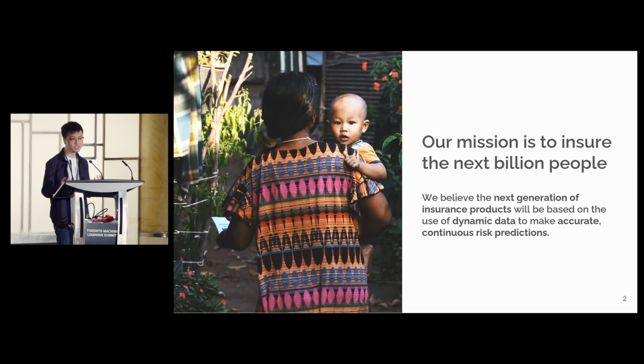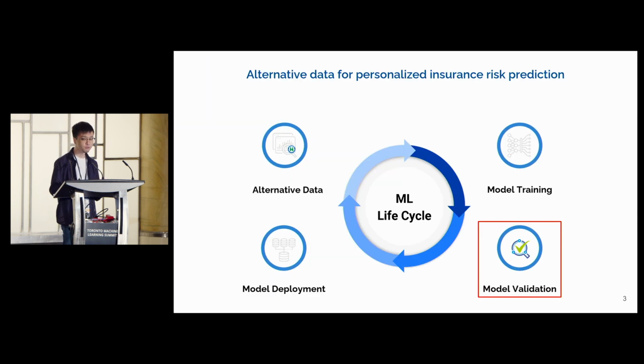Just as a brief introduction, at Lydia.ai, as an insurtech startup company, our mission is to insure the next billion people. We believe that the next generation of insurance products should be based on the use of dynamic data in order to offer continuous and dynamic risk prediction. And we do that by leveraging alternative data for personalized insurance risk prediction. By alternative data, we mean any data that is not traditionally used in the insurance industry.